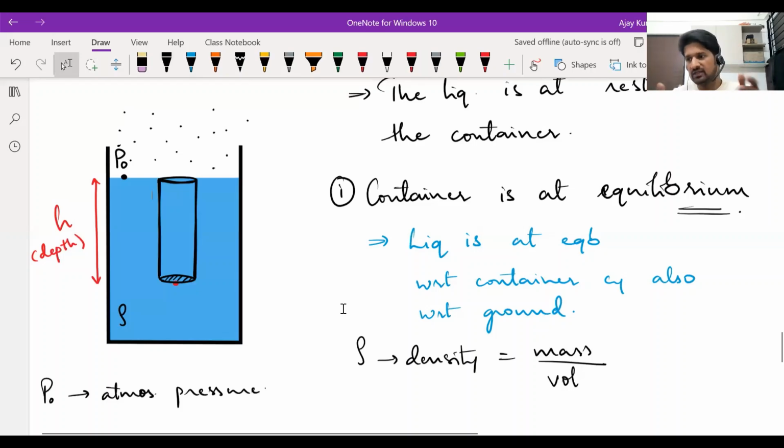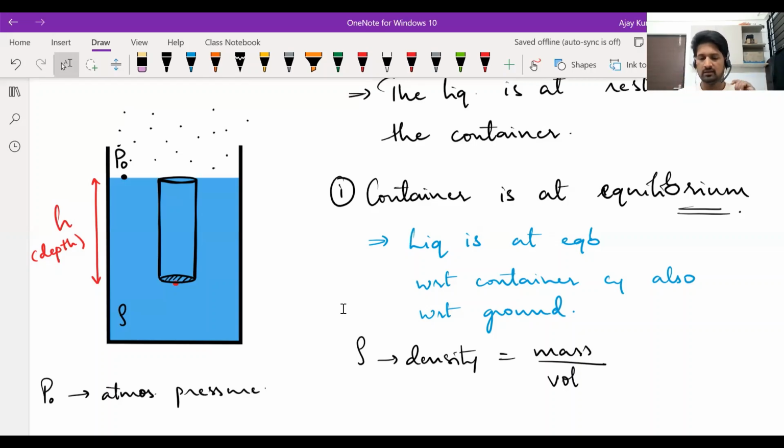Now, why did I take only a cylindrical element? Why not some other shape? I could have taken a cuboid or cube also. But random shapes have to be avoided because calculation becomes difficult. Now, if you consider a part of this liquid which is in the shape of a cylinder, the liquid is in equilibrium, right? So this cylindrical volume is also in equilibrium. Equilibrium means net force 0.